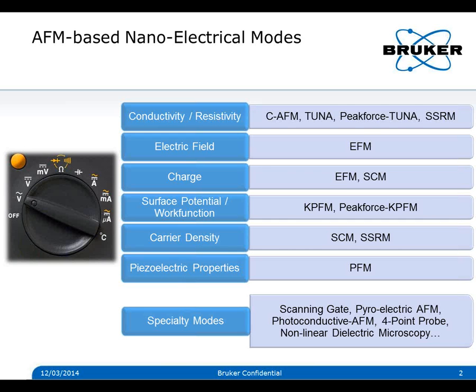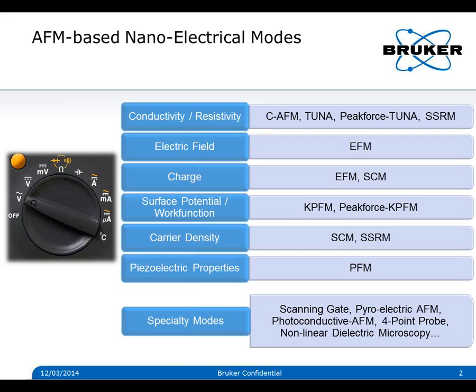But a second family I'll point out are maybe the surface potential and work function measurements. And I point this one out because it's also one of the most popular electrical modes. KPFM, or Kelvin probe force microscopy, is the commonly used mode there used to measure those properties. And again, there's an implementation using the peak force approach as well of that.